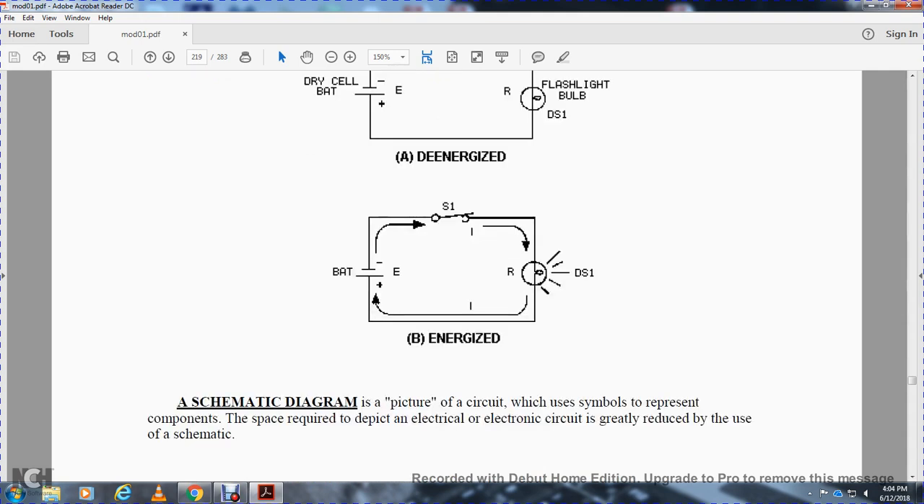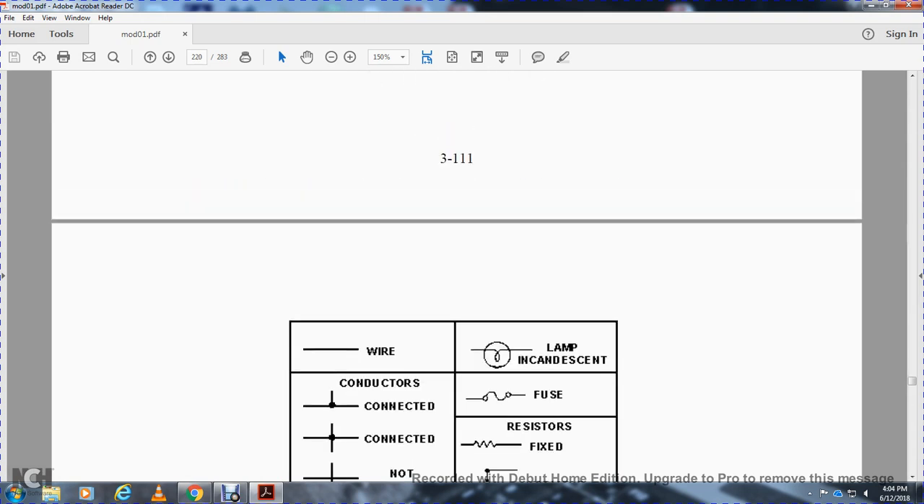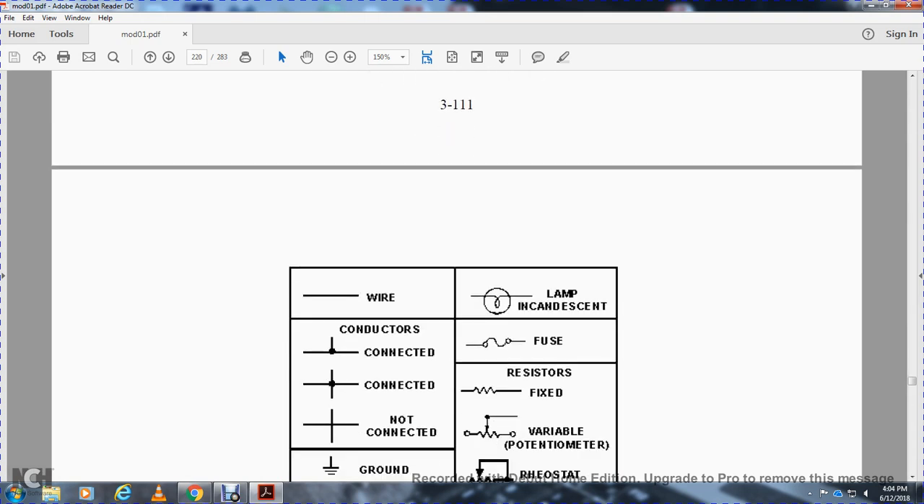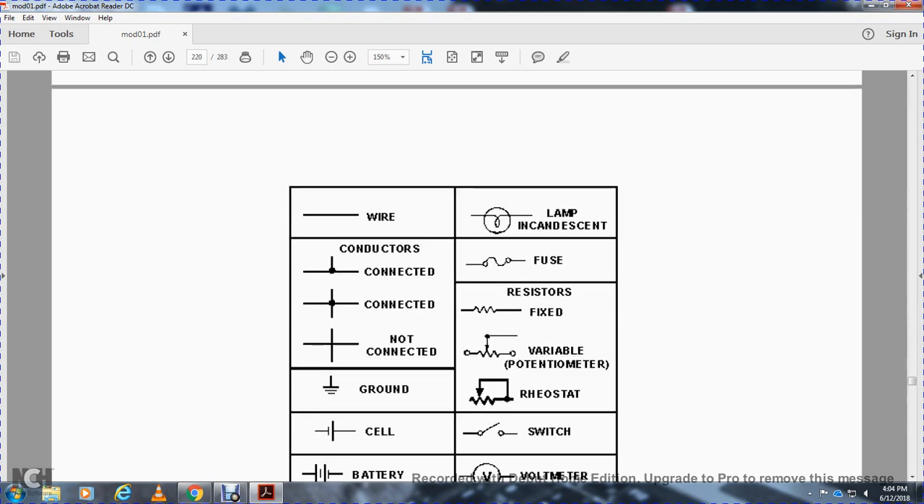The schematic diagram is a picture using symbols to represent the components of basic electrical circuits, and it greatly reduces the effort of drawing them. Wires are straight lines. Connectors have a solid dot at crossings, which shows they are connected. No solid dot means not connected. Ground is a perpendicular line with three lines.